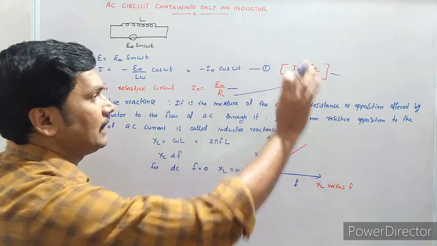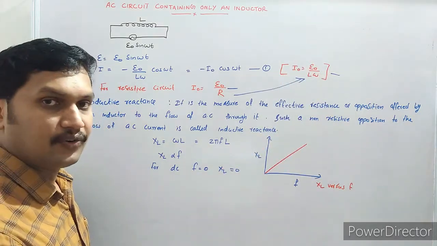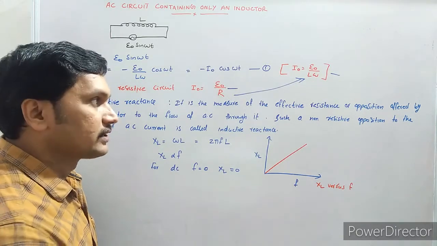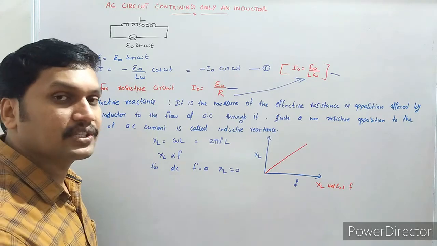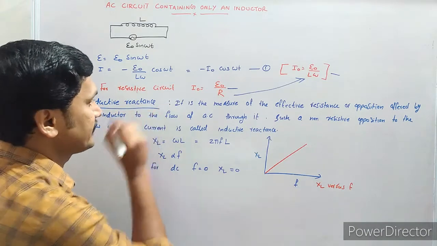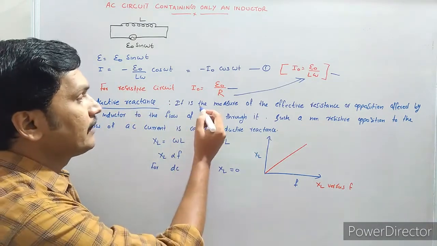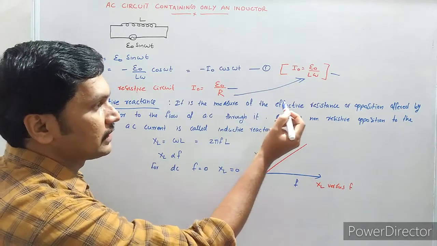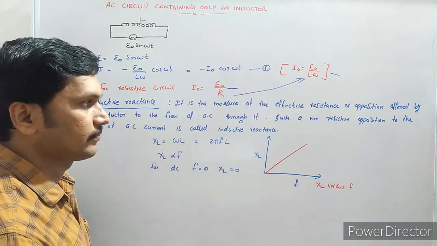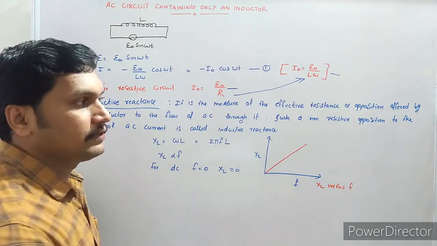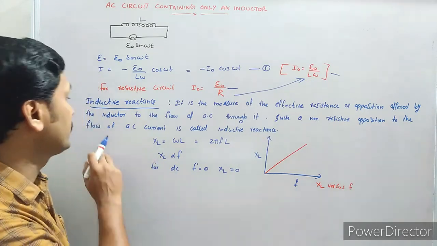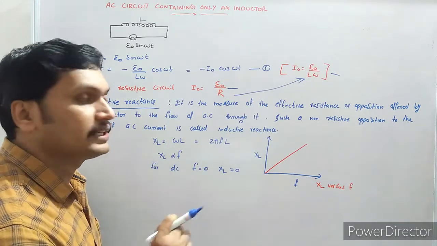So this L omega is the opposition offered by the inductive circuit for the growth and decay of current. L omega is the effective opposition offered by the inductor, and we call it inductive reactance. It is the measure of the effective resistance or opposition offered by the inductor to the flow of AC through it. Remember, it is not a resistive opposition, it is a non-resistive opposition to the flow of AC current, and it is called inductive reactance.